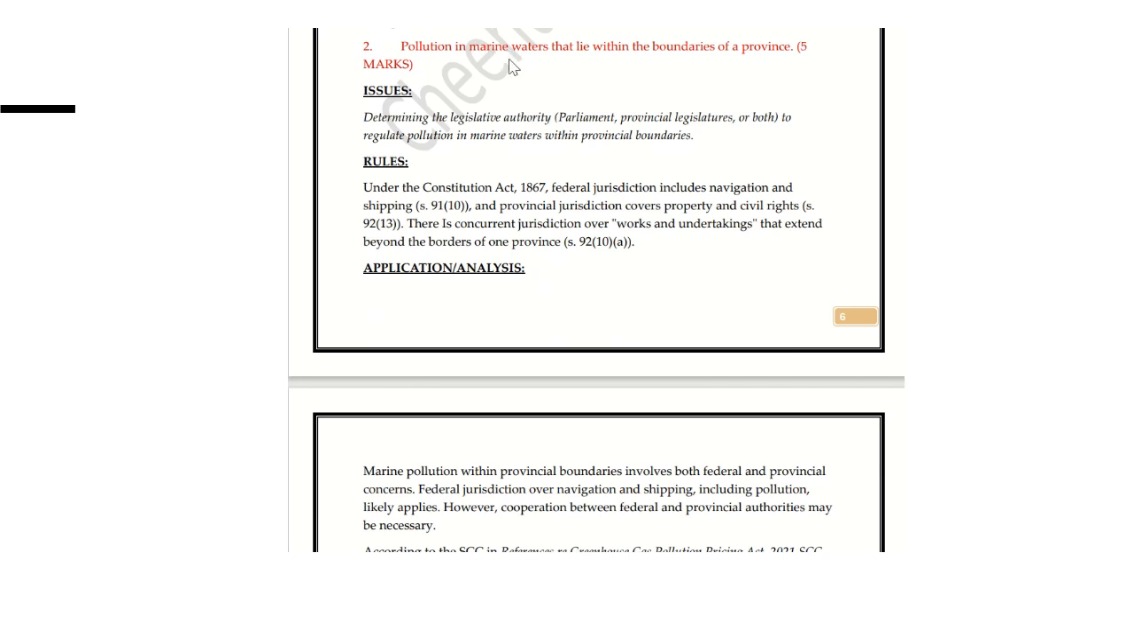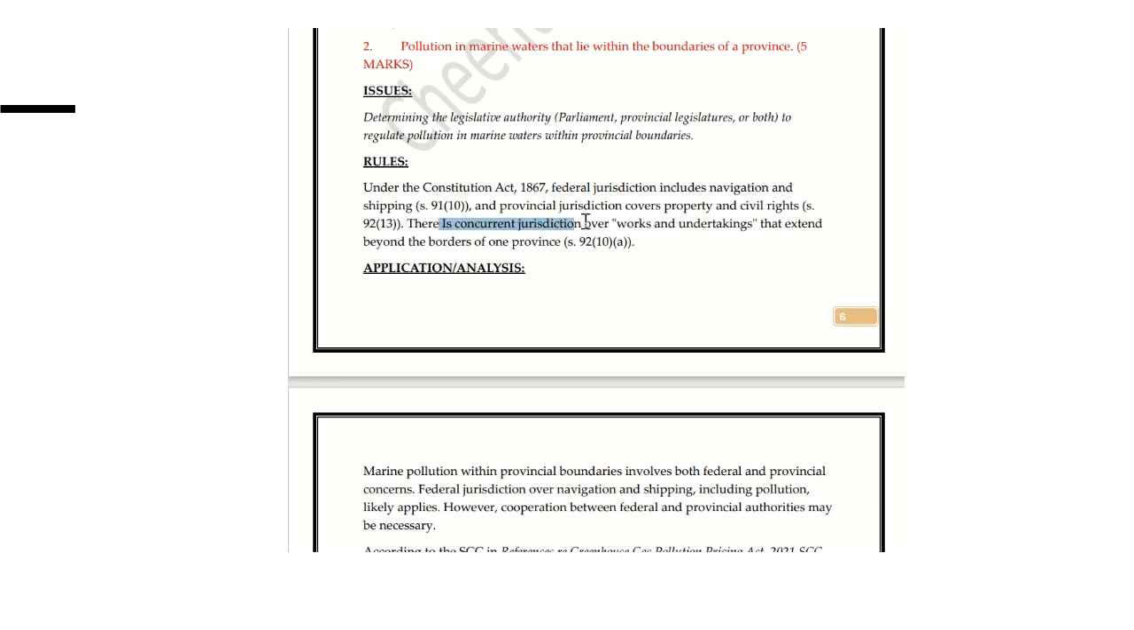Then we have pollution in marine waters that lie within the boundary of a province. So again, the issue is similar. Here, what are the sections that come into the picture? Marine water, something related to navigation and shipping. So federal jurisdiction, 91(10). Then property and civil rights, because of pollution in marine water. And here the boundaries of provinces are also in our question.